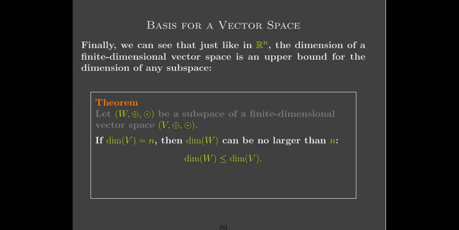All right, and then the final result is that if you have any subspace of a k-dimensional vector space, then the dimension of the subspace is never going to be greater than the dimension of the vector space. So if the parent vector space is n-dimensional, then the dimension of V cannot be larger than n. And in fact, the dimension of the subspace equals the dimension of the vector space if and only if the subspace is the entire vector space.